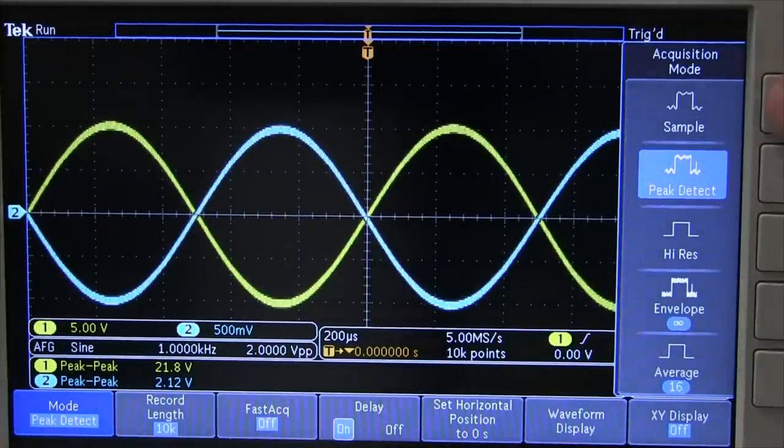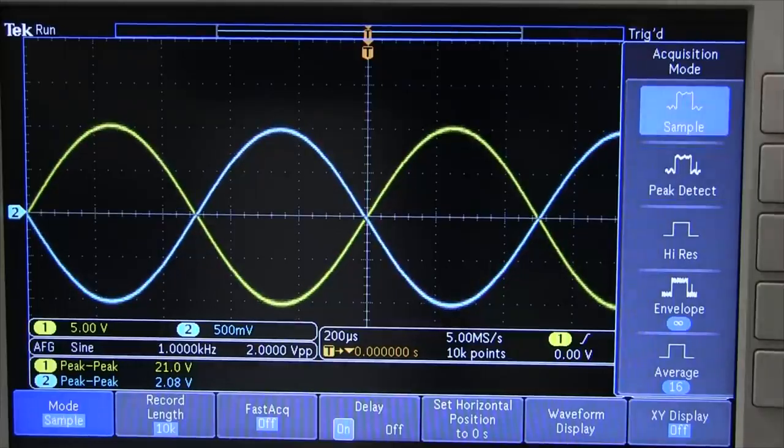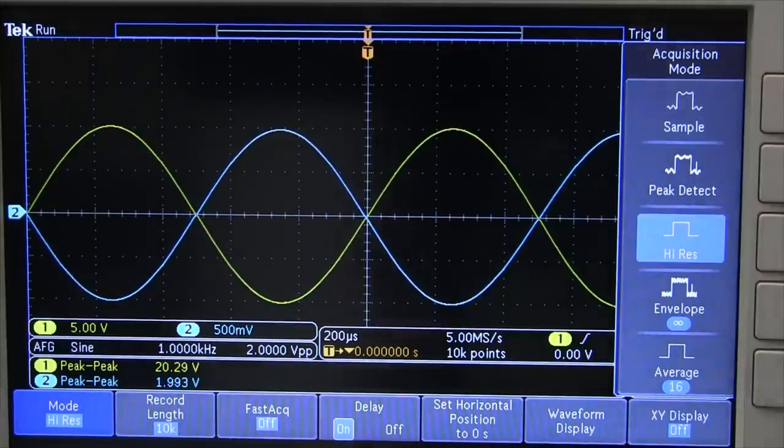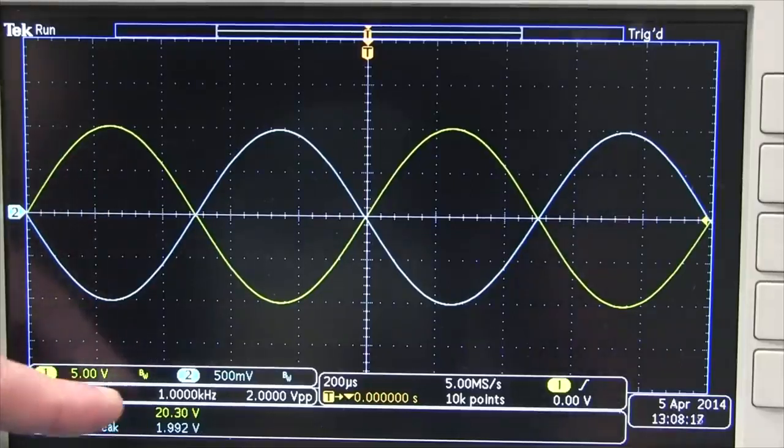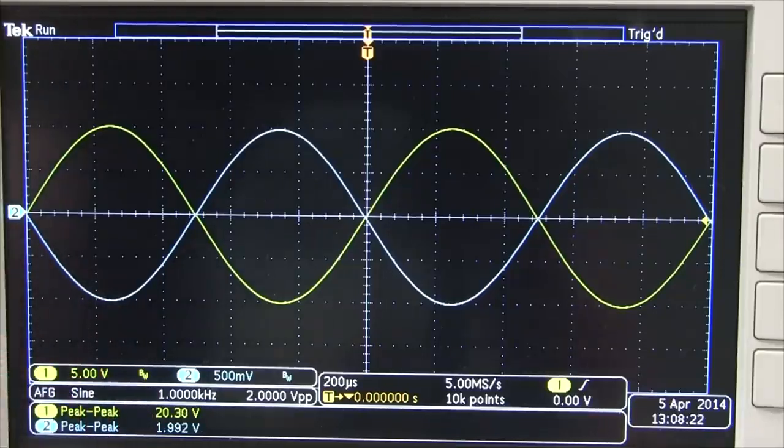So when looking at this sort of stuff, you definitely don't want to use your regular mode. You want high-res mode if you've got it. There you go. We're getting exactly what we expect. Look at that. 2 volts peak to peak in, roughly 20 volts out. There's probably going to be some error due to the resistors in here. Anyway, we're getting our times 10.